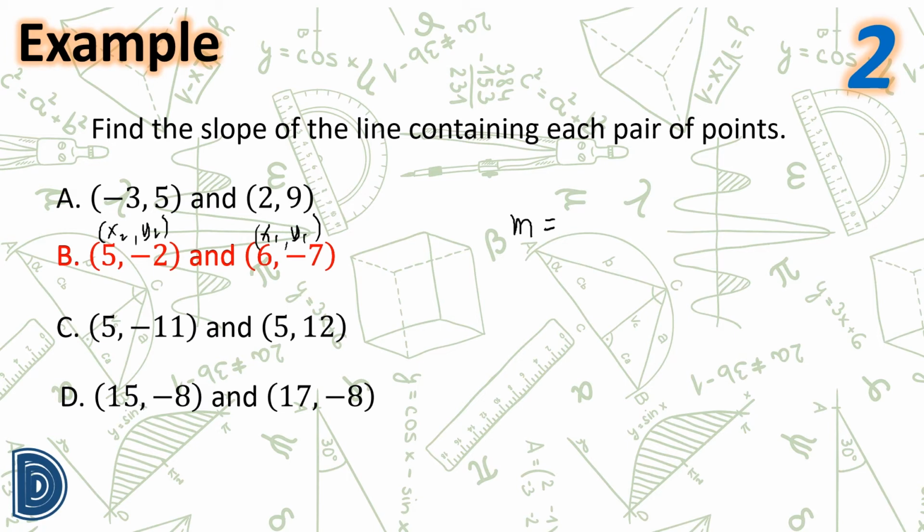Solving for the slope, we have y sub 2 minus y sub 1, then we have negative 2 minus negative 7 over x sub 2 minus x sub 1, that is equal to 5 minus 6. Negative 2 minus negative 7 is negative 2 plus 7. 5 minus 6 is negative 1. Then we have the slope. Negative 2 plus 7 is positive 5 over negative 1. Then the slope of this line containing 5, negative 2, and 6, negative 7 is negative 5.